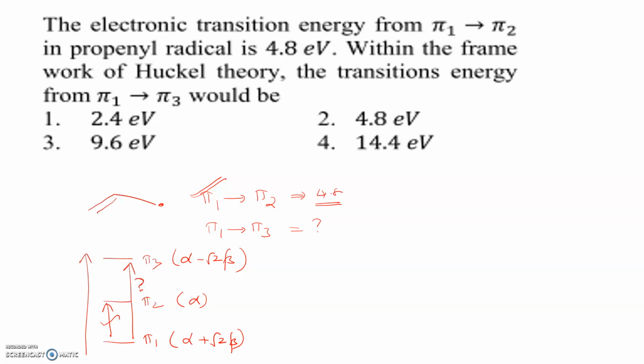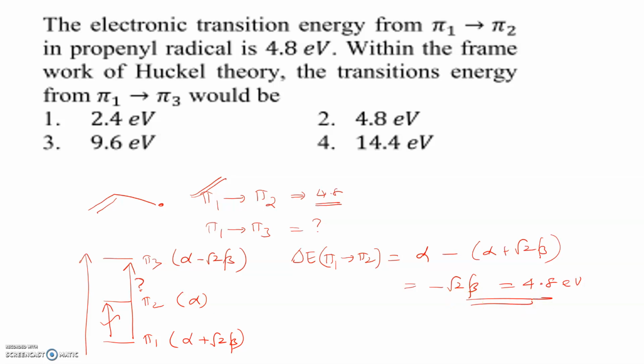So for pi 1 to pi 2, the energy difference is: higher energy value alpha minus lower energy alpha plus root 2 into beta. So alpha cancels, and you will get the answer as minus root 2 into beta, and this value is given as 4.8 electron volt. Keep this as such.